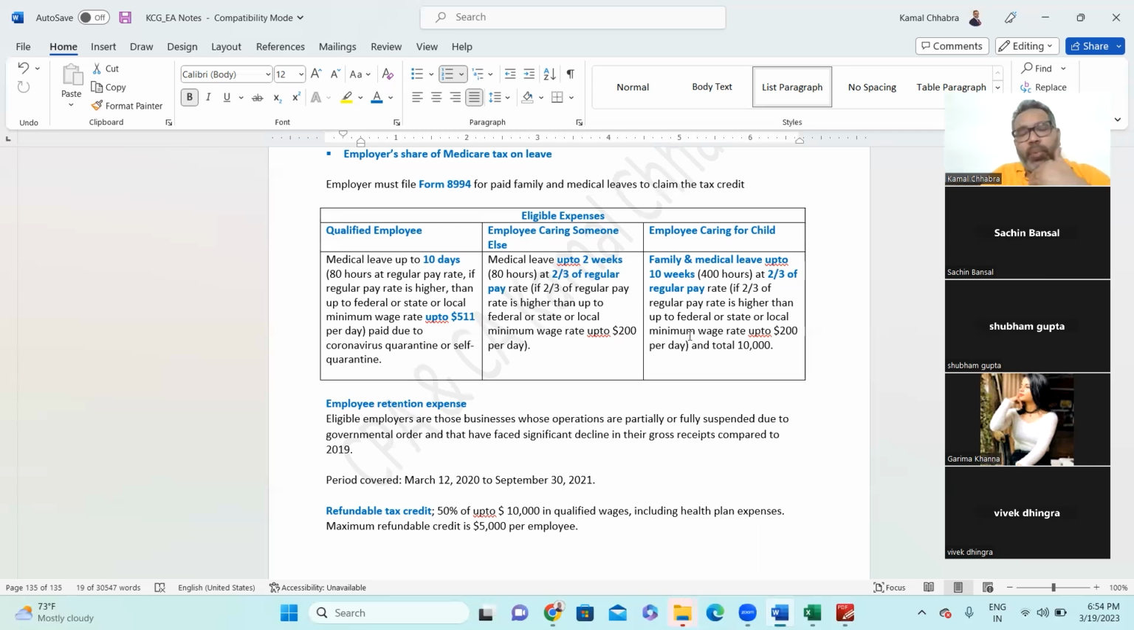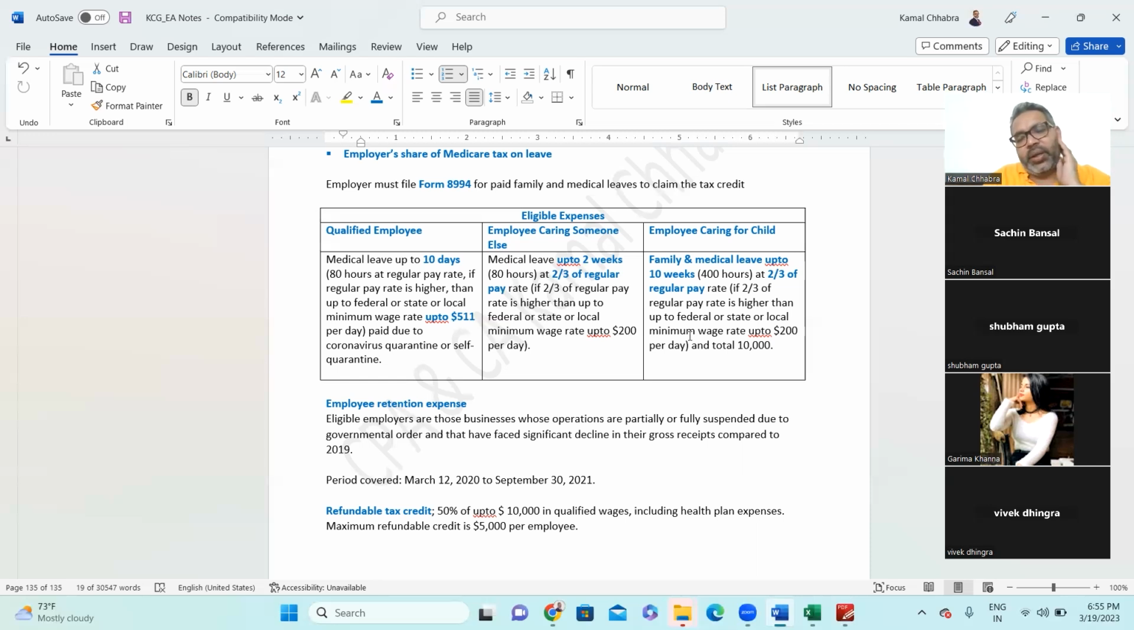If the employee is getting just, let's assume, $150 a day, let's assume $15 per hour or $10 per day they work, and they get $150 every day, in that scenario you'll be paying $150. Make sense? $200 or two-thirds of the regular pay, whichever is lower, that is the minimum you need to pay.